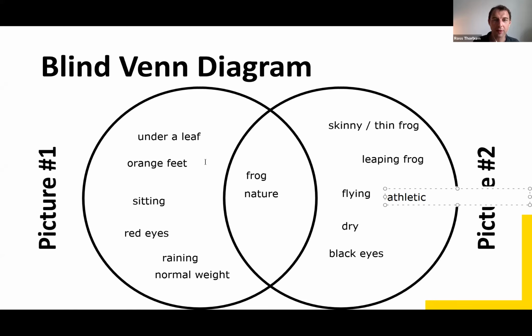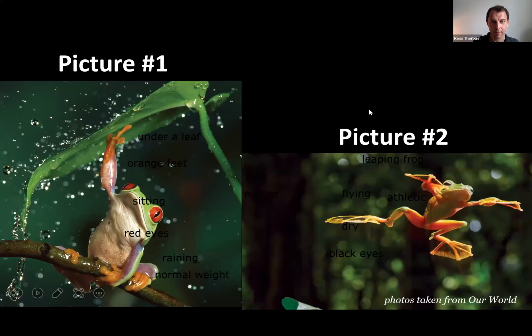Now, if we were doing this for real in class, we'd probably stop at this point, and then we would look at the 2 pictures. So what I'm going to do next is show you the 2 images. There we go. Those are the 2 frogs. And we can compare what some of the differences are. I think we got a lot of these things correct, didn't we?